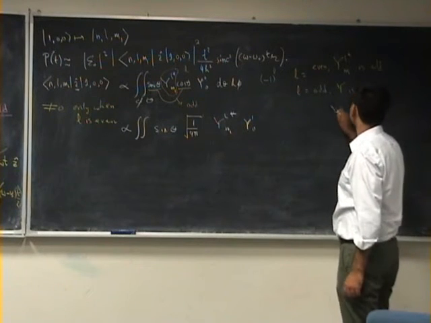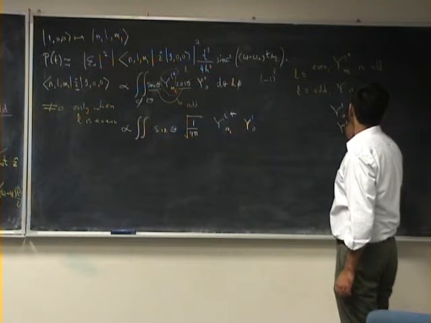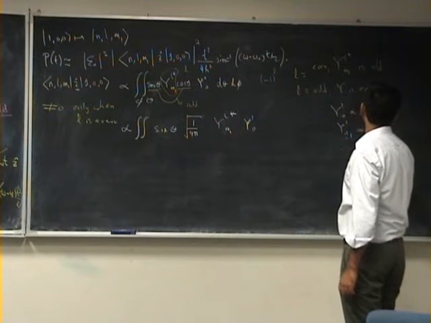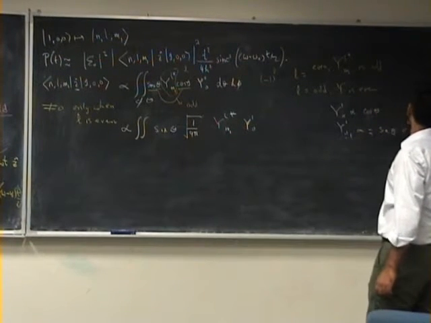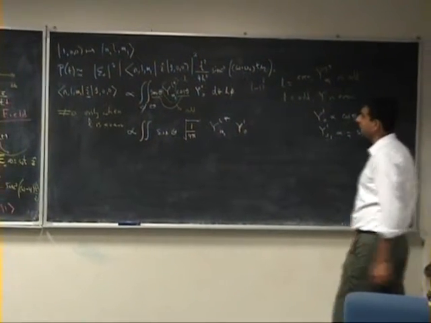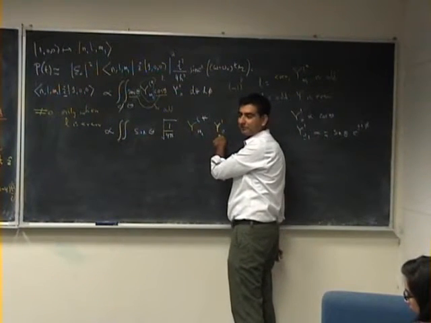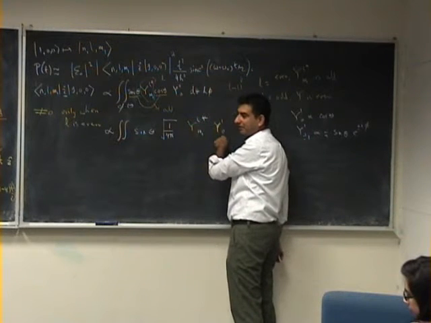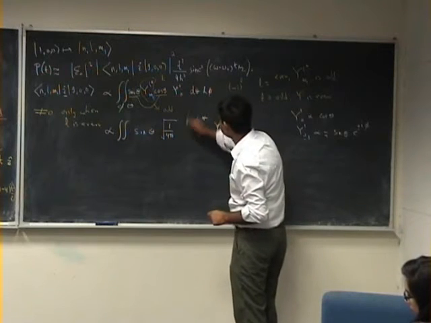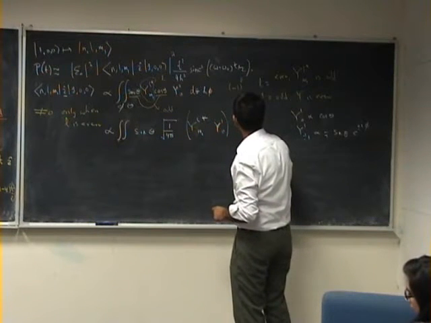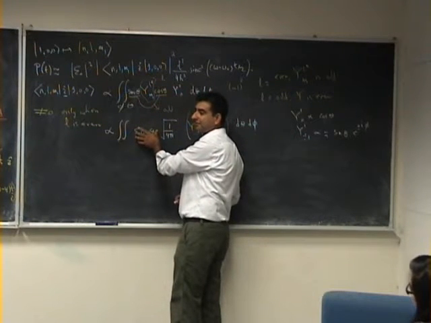Y_10 is proportional to cosine theta. Y_1 plus minus 1 is proportional to minus plus sine theta e to the plus minus i phi, right? So this cosine theta is just the z orbital. It's the spherical harmonic function with l=1 and m_l=0. So we have this product, and this is just a volume measure.